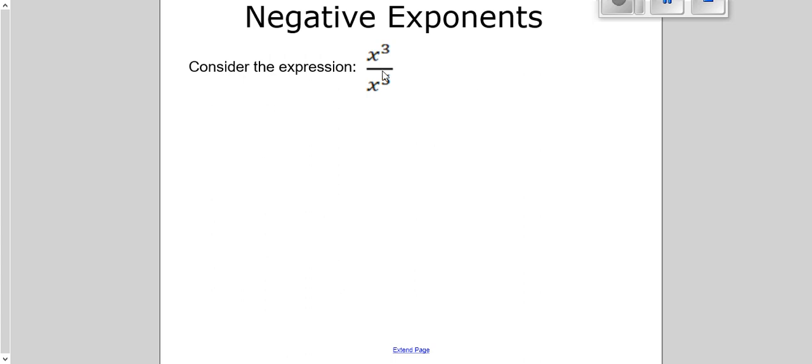All right, so now let's take a look over here. Consider this expression. So we are dividing. So we know when we're dividing that we're going to subtract our exponents. Start with your numerator and you subtract from your denominator and you get -2. And of course, we don't like to leave any exponents as negative. So I'm going to rewrite that as a positive. And it looks like this.